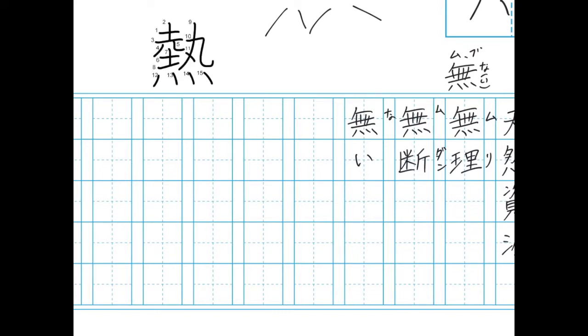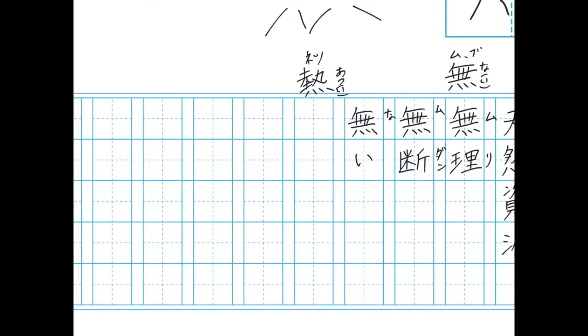Last kanji for rekka is netsu or atsui. So hot, or fever in the case of netsu. So we'll just write netsu by itself. When you're not feeling well, netsu ga aru. Fever.